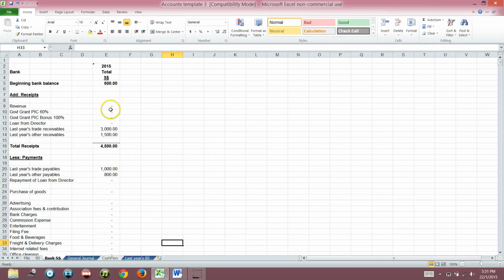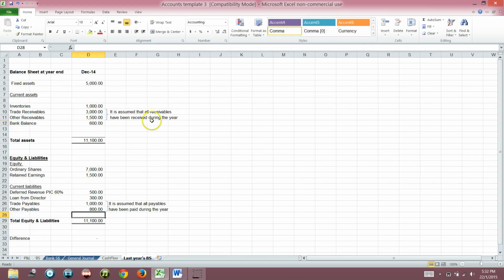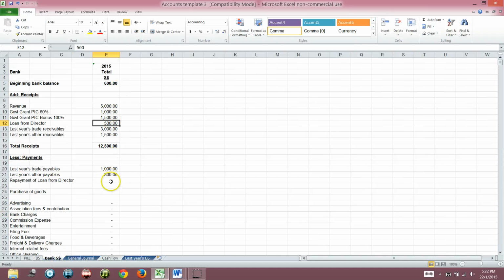So then you fill up all the blanks here. Those figures that are auto-generated, because you fill in here, some of the figures will be auto-posted. So don't touch all these figures. So like for example, revenue, you just key in, and then this one I'll just key in. Okay, this one for example 500. Okay, you see all these figures are already here because in the last year's balance sheet, I'm saying that this trade and other receivables, it is assumed that all these have been received during the year, which is normally the case. And the payables all have been paid during the year. So it was auto-posted into this sheet for you. So don't touch these figures.